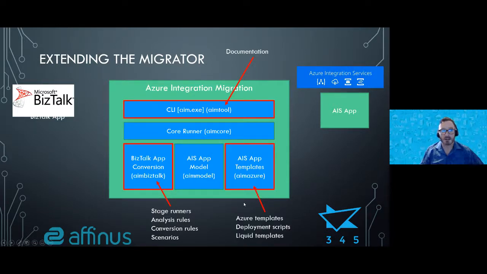Similarly, if there's an error in one of the templates, or in one of the components that's been generated, then you might be looking at the AIM Azure repo, because that's where the definitions for the Azure artifacts are. That's where the deployment scripts are, and those use Liquid. So they're templates, based in Liquid.